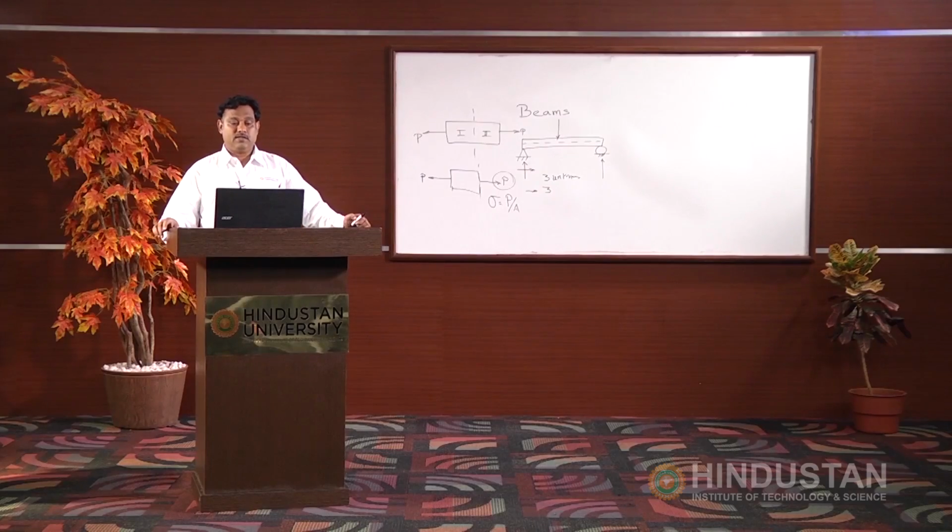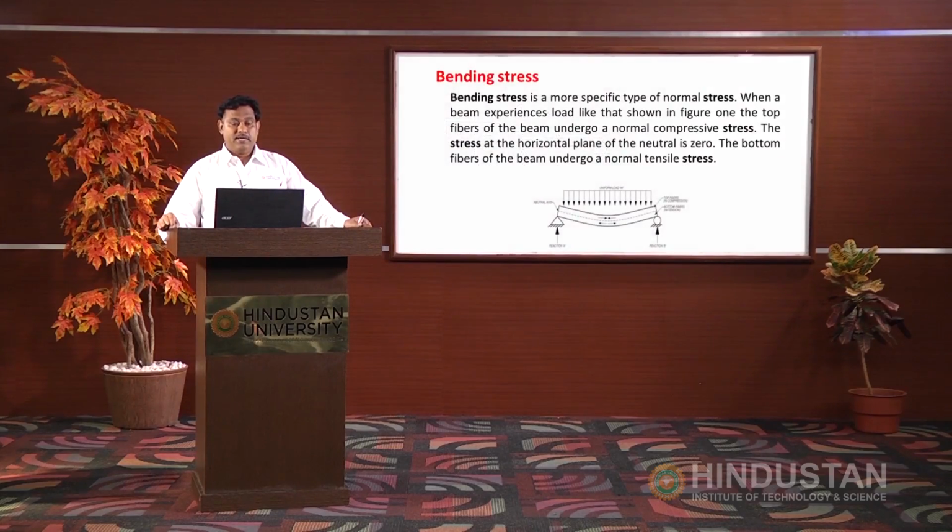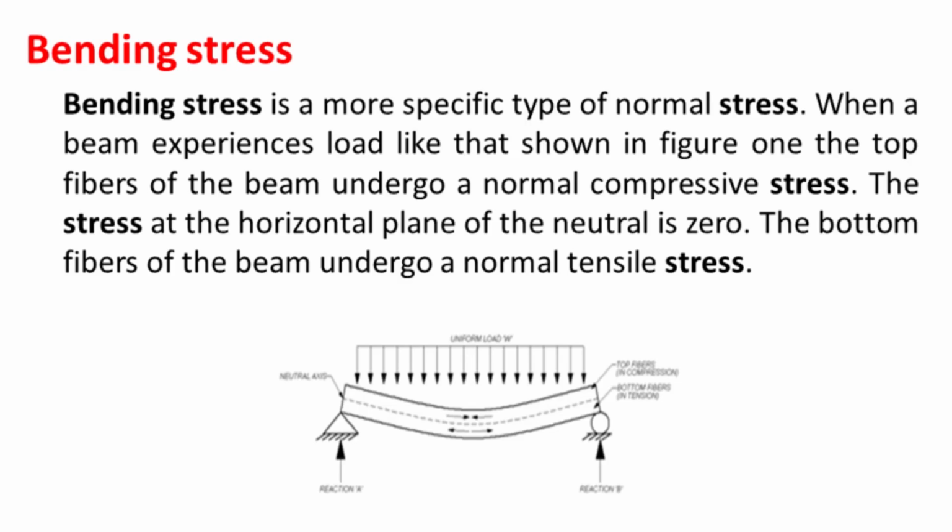Next, bending stress. Bending stress is a more specific type of normal stress. When a beam experiences a load like that shown in the figure, the top fibers of the beam undergo normal compressive stress. The stress at the horizontal plane of the neutral axis is 0. The bottom fibers of the beam undergo a normal tensile stress.